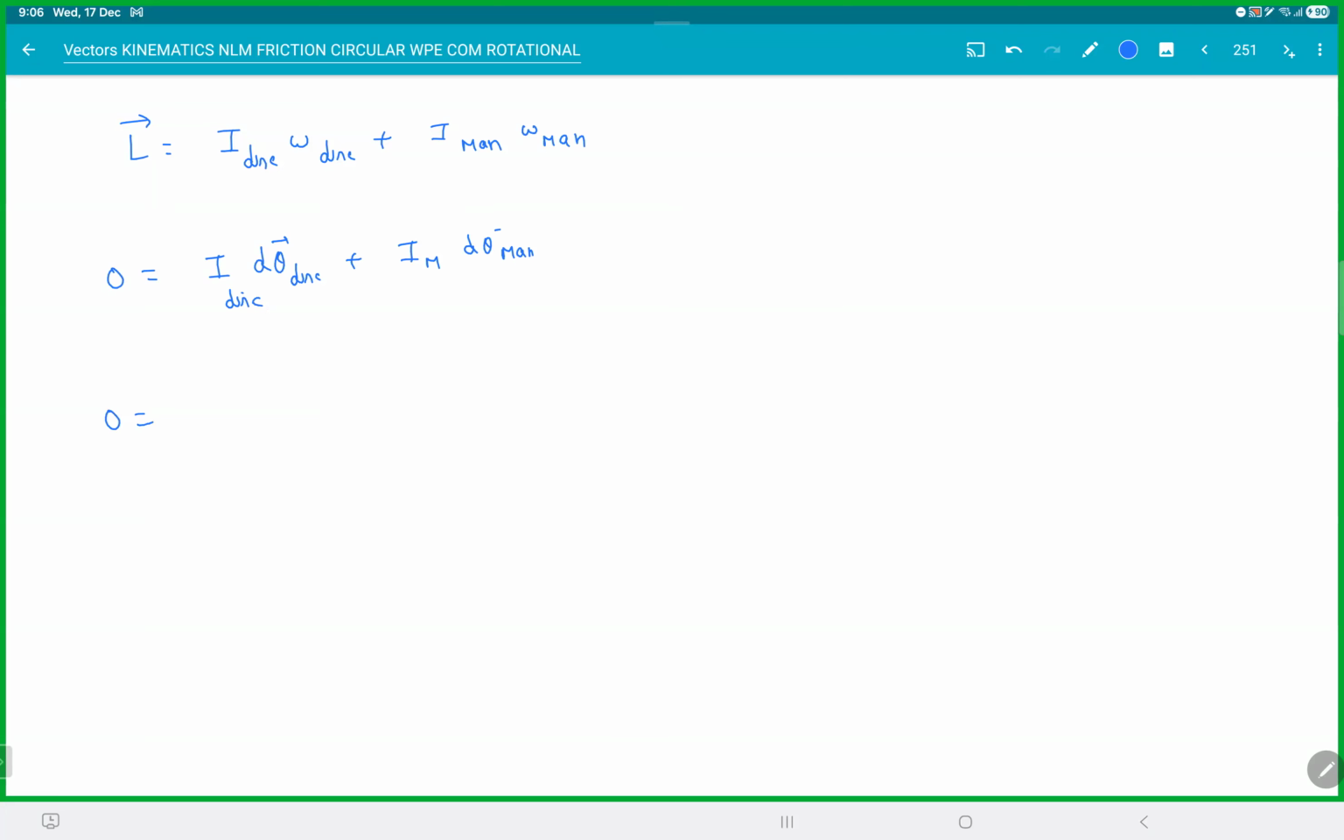Since the initial angular momentum is zero, the disk is at rest. I of the disk will be MR squared by 2, and theta of the disk is theta k cap. I of the man is small m R squared, and this will be pi minus theta, minus k cap. So you get theta is equal to m pi by (m plus M by 2). So you can actually remember the result like this.